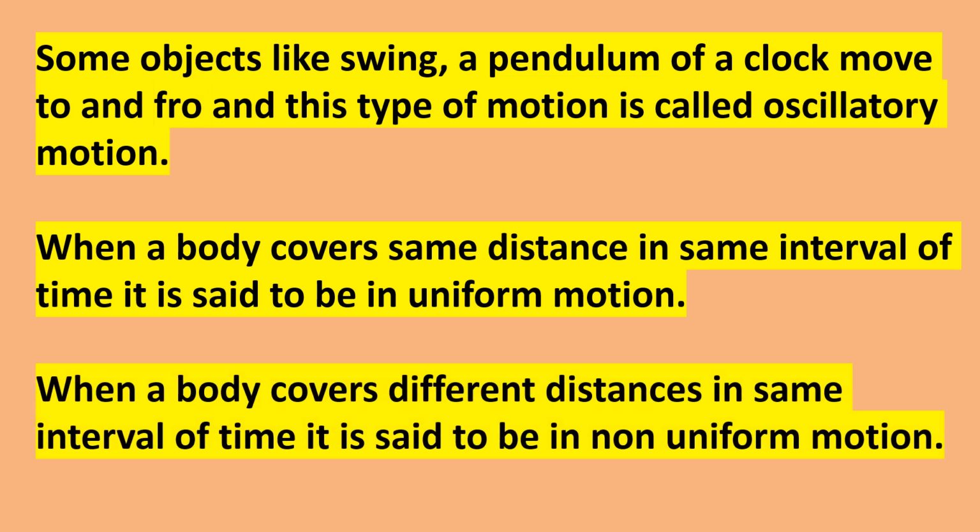On the other hand, when a body or an object covers different distances in the same interval of time, when we take out the difference, the time interval is the same but the distance is different, it is said to be in non-uniform motion. So this is the difference between uniform and non-uniform motion. Uniform motion means when an object covers the same distance in the same interval of time, and when an object covers different distances in the same interval of time, it is called non-uniform motion.